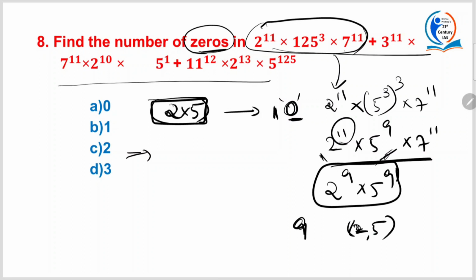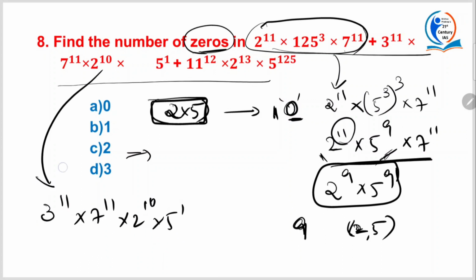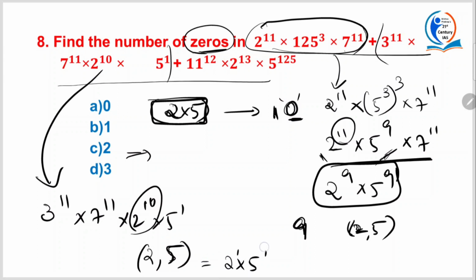Got my point? Now, here 3 power 11 into 7 power 11 into 2 power 10 into 5 power 1. This one, the second number. Okay. Here you have only one 5. So, despite having 2 power 10, that is 10 twos, you have only one 5. So, there is only one 2 which can pair up with this fellow. The other 9 twos are waste. I mean waste as in they don't have pairs in this equation. So, they will not form any zero. So, here it is 2 into 5.